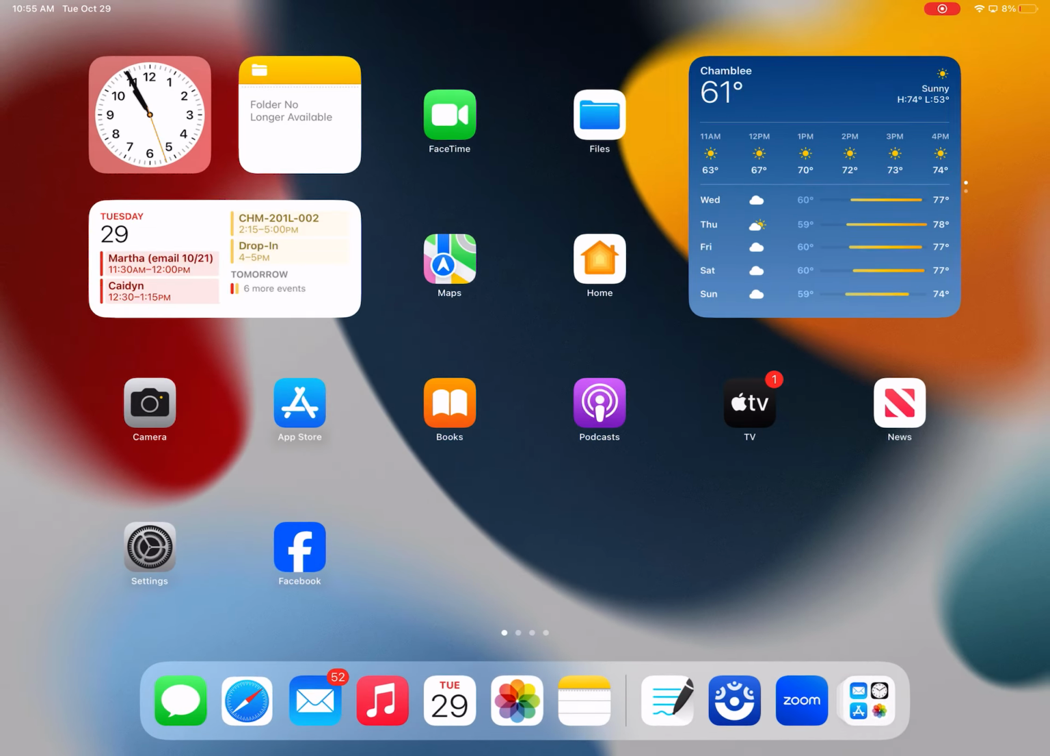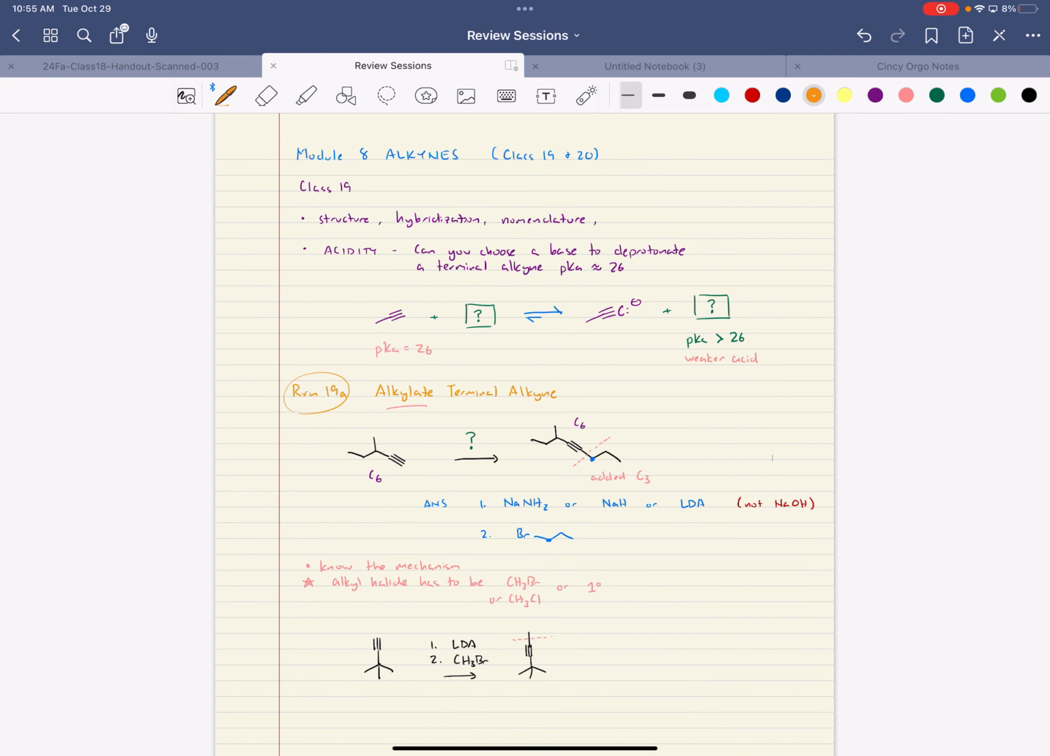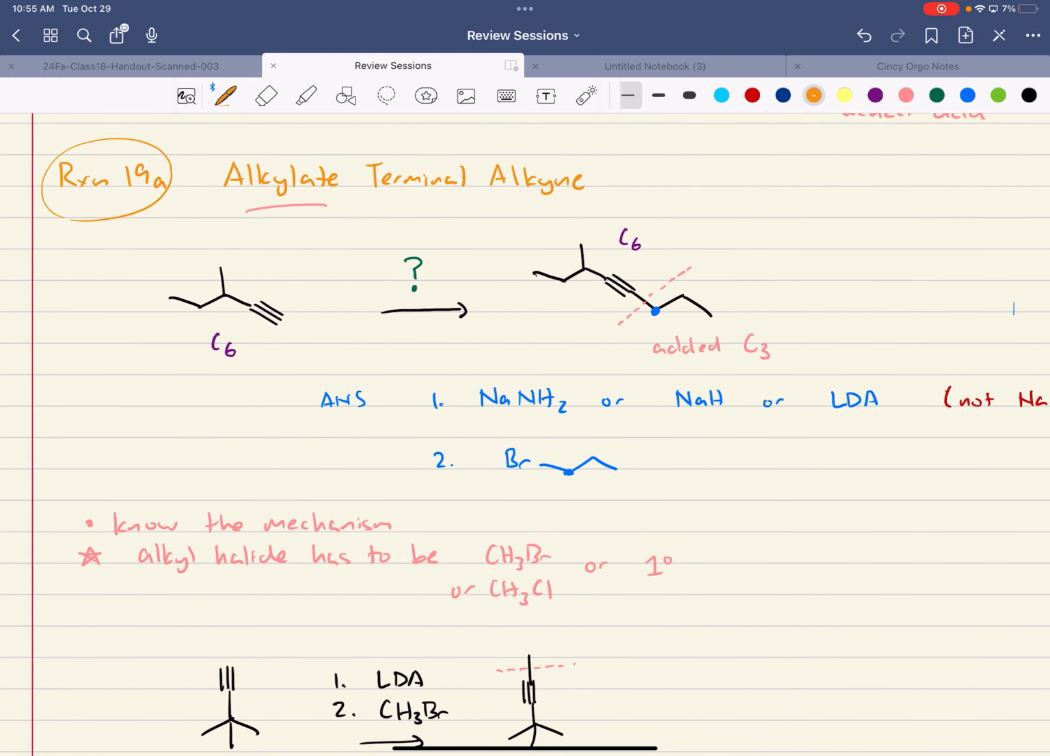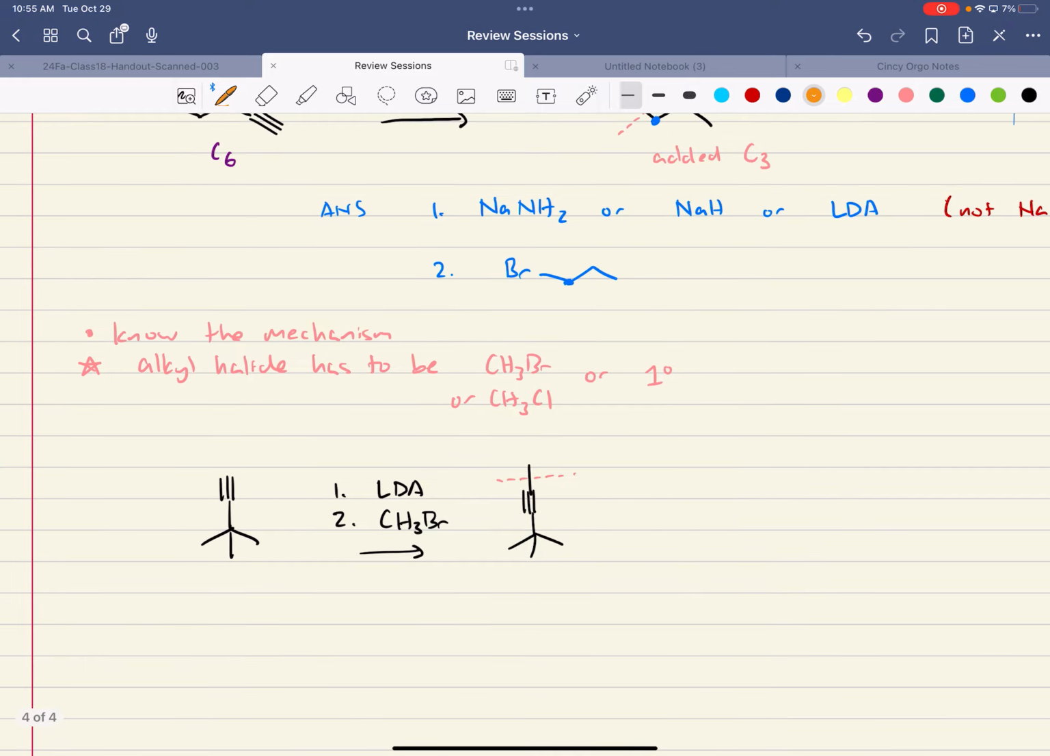Any questions about this? I'm going to stop the video. This is all of class 19. It looks like we did spend a lot of time on acidity and then this idea of alkylating an alkyne. It's really to build up a molecule. In the first example, we went from 6 carbons to 9 carbons. In the second example, we added 1 extra carbon. So we're making molecules that are getting larger and larger using this method.